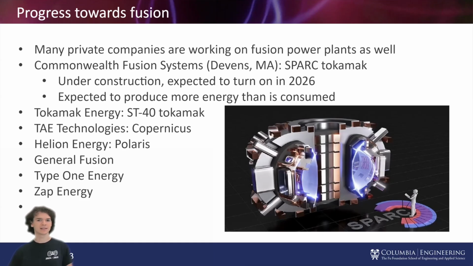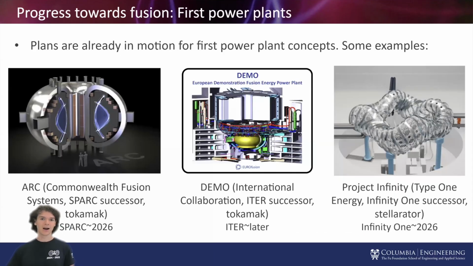Type One Energy is a stellarator company. Zap Energy, which I mentioned before, is not necessarily directly magnetic confinement. They have something called a Z-pinch, although it has lots of relations with magnetic confinement fusion. And there are more as well. There are also plans, in addition, for net energy devices and first power plants. The company Commonwealth Fusion Systems plans for the successor to SPARC to be ARC.